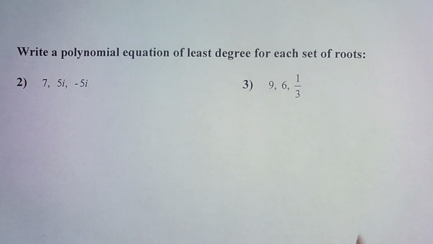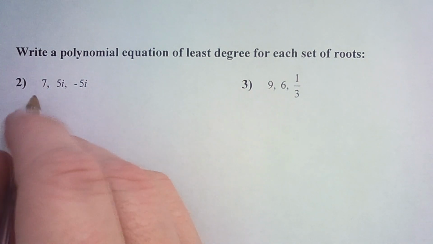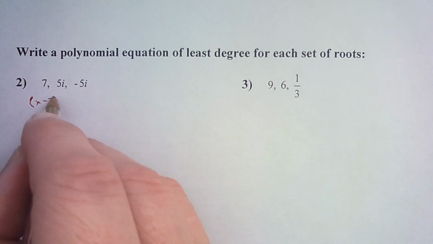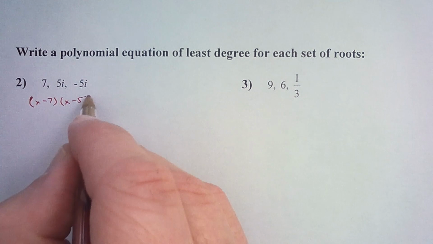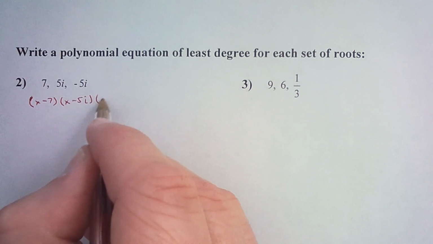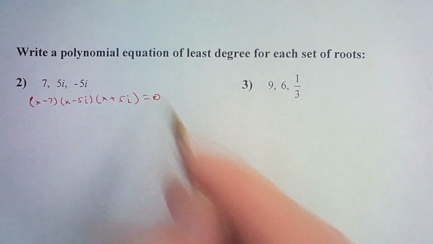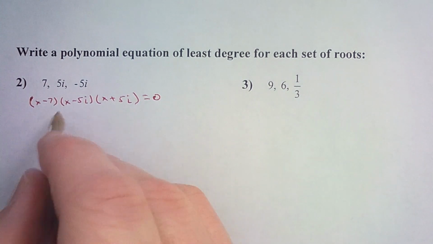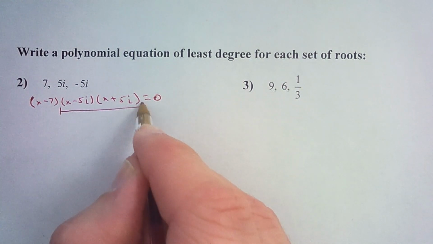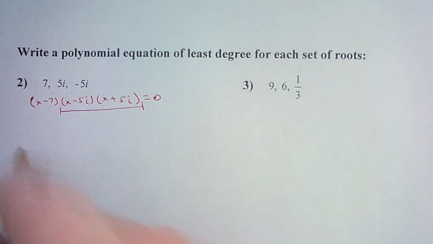Now we're going to write a polynomial equation given the roots. If 7 is a root of an equation, that means one of the factors is x minus 7. And then one of the factors is x minus 5i, and the other factor is x plus 5i. Those are the factors when set equal to 0. So now I want to multiply these. When I have imaginary parts, I want to multiply those first.